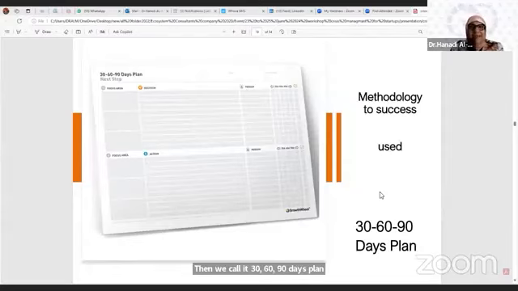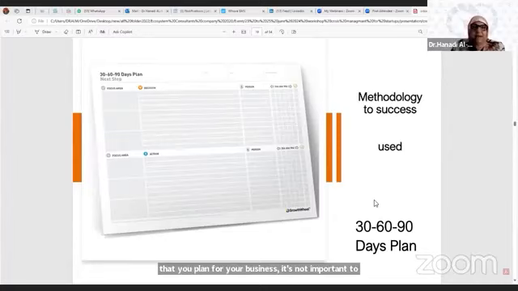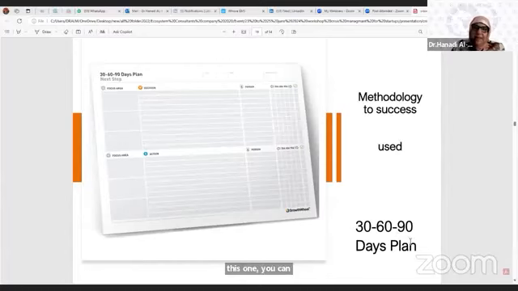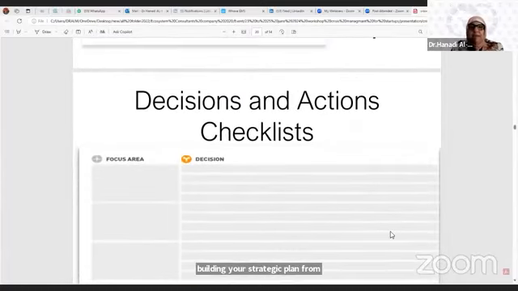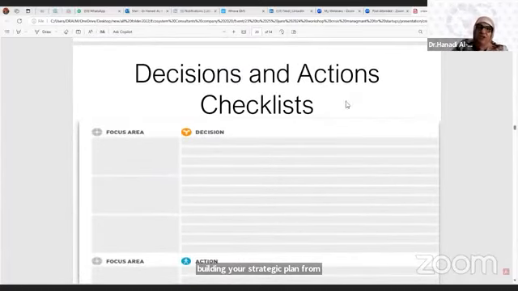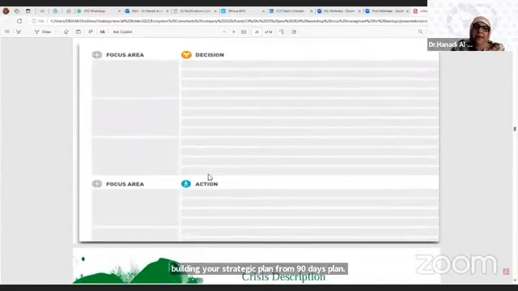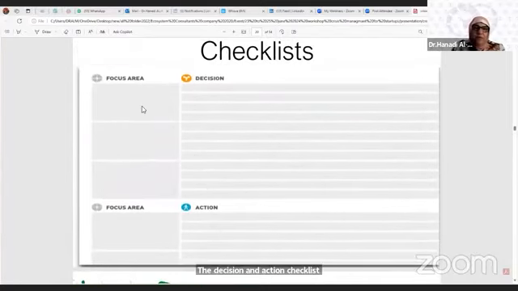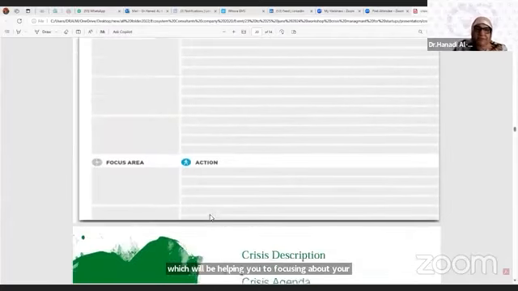It's not important to make a strategic plan for 5 years or for 1 year. It's okay to make it for 30 days, 60 days, 90 days. From this one, you can build your strategic plan from the 90 days plan. The decision and action checklist will help you focus on your focus area, your decision and action.